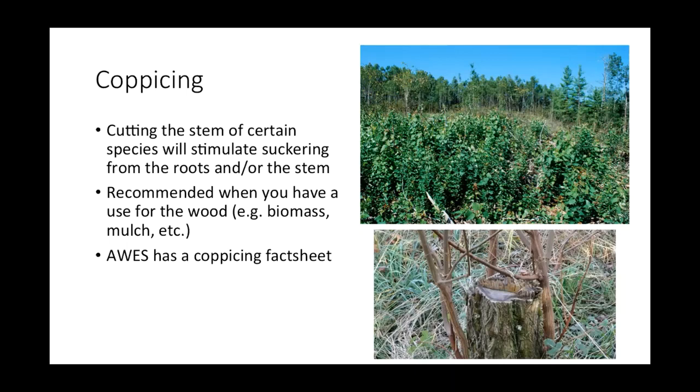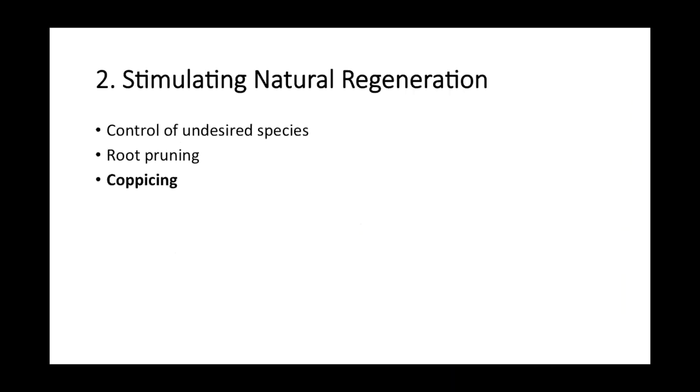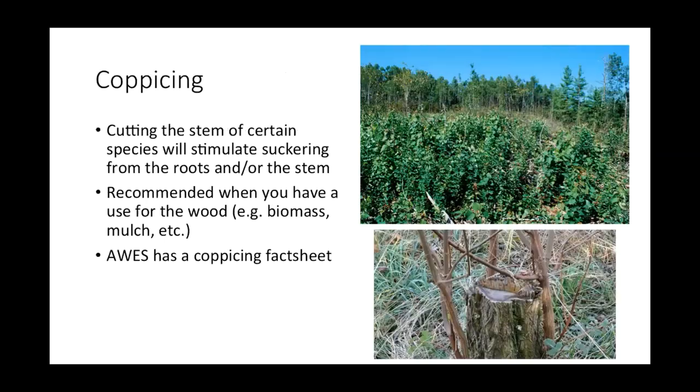and you potentially get some use out of the wood, if you want to use it for biomass mulch or something like that. And I should mention, only a certain category of species can send out root suckers, and a much broader category of species, most deciduous species in Alberta, will sprout back up, at least from the trunks, but only some will sprout back up from the roots as well. We have a coppicing fact sheet with more information on this. We also have a root pruning fact sheet as well, if you want more information on the species that do that in particular.